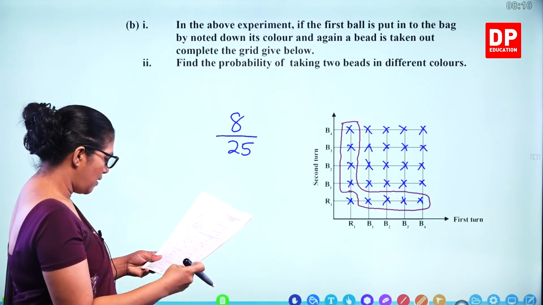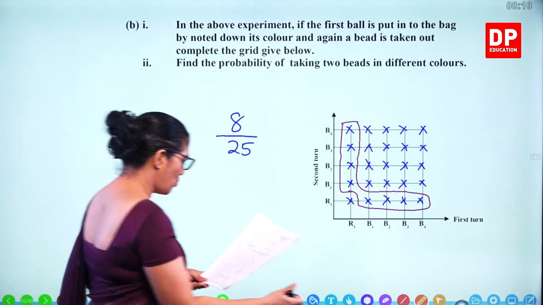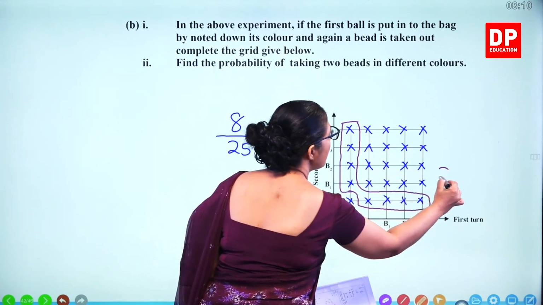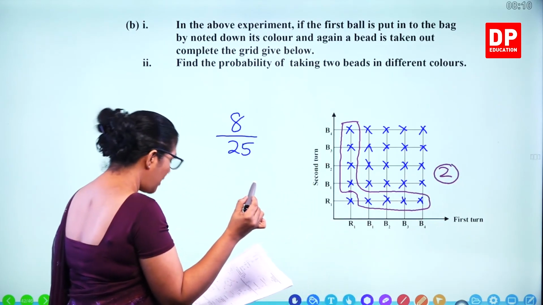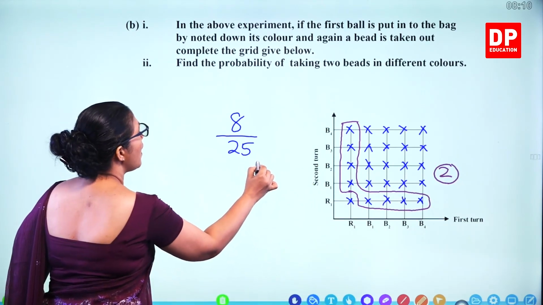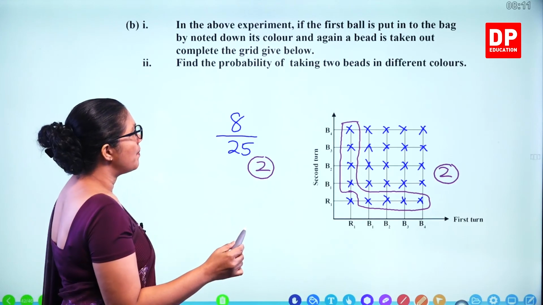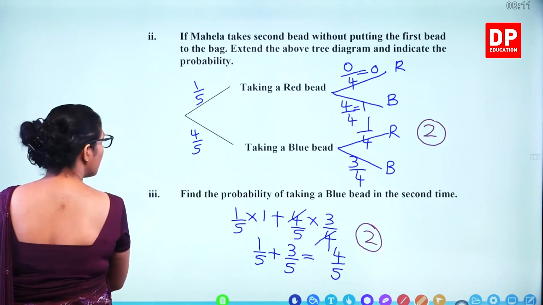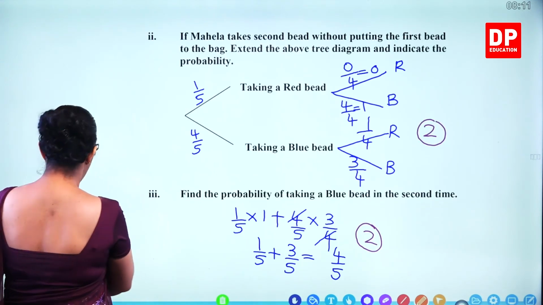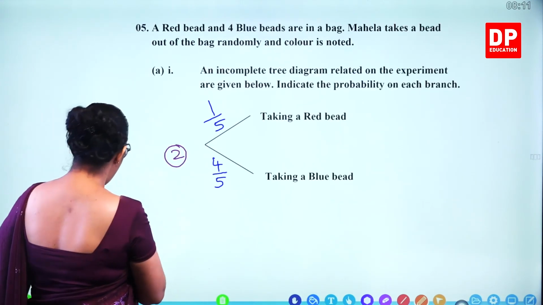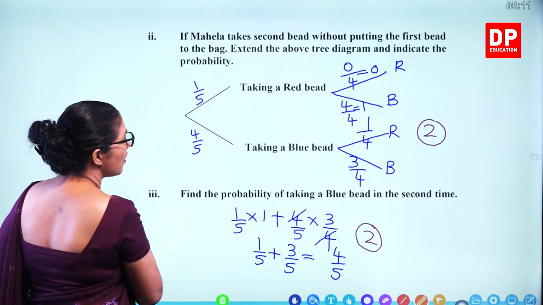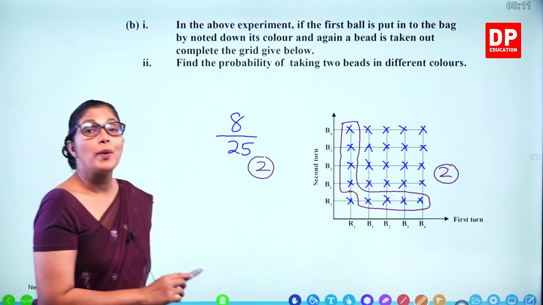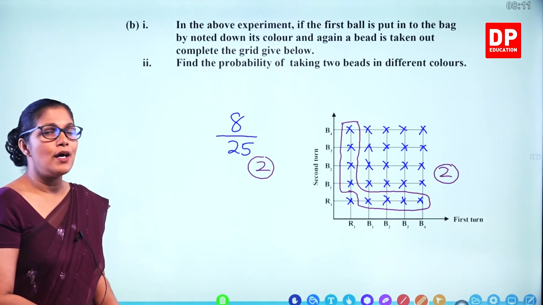So let's look at the answers. So you get 2 marks for the sample space diagram and 2 marks for writing down the correct probability. So altogether, did we give all 10 marks? 2, 6 and 4, 10 marks. So we completed the whole paper 1.